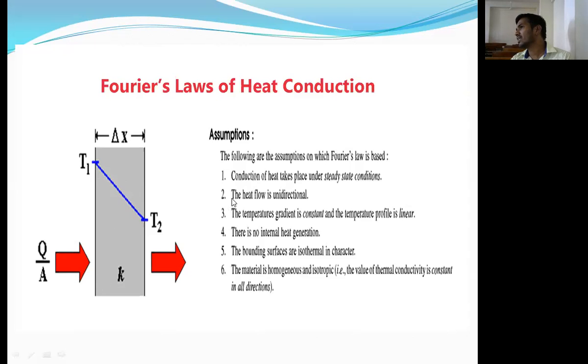Then we considered that the heat flow is unidirectional.